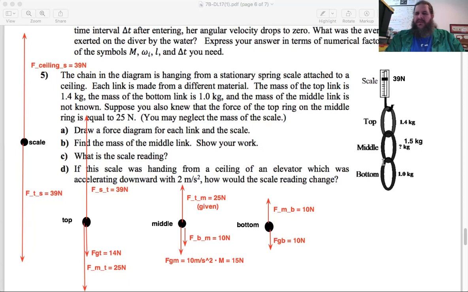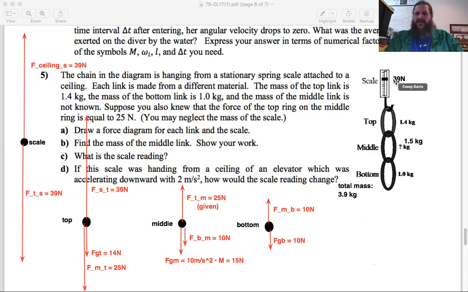And how does that compare to the total mass of everything hanging from it? What is that total mass? Now that we know the mass of all of them. Yeah, 3.9 kilograms. So what is the 39 newtons supposed to be describing here? What does that tell you about the object, the total object, the 3 links? They have a total mass of 3.9 kilograms.